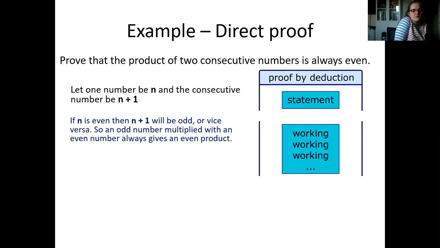It doesn't matter which way round we do this, but an odd number is always going to be multiplied with an even number. And so when an odd number is multiplied with an even number, it always gives an even product.